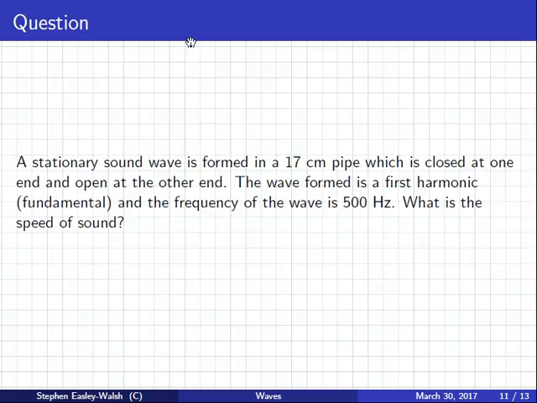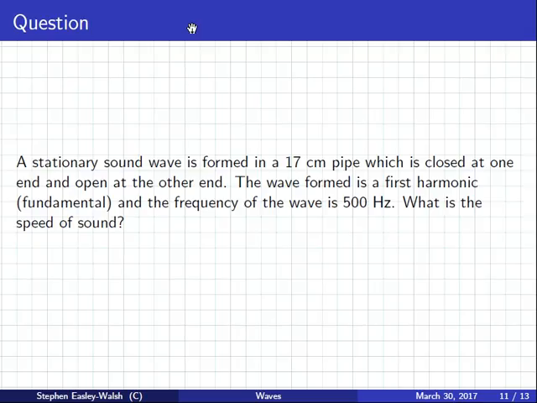A stationary wave is formed in a 17 centimeter pipe which is closed at one end and open at the other end. The wave formed is a first harmonic and the frequency is 500. What's the speed of sound? So the pipe is 17 centimeters long. It's closed at one end, so that's like the pictures on the left. And the first harmonic is formed.